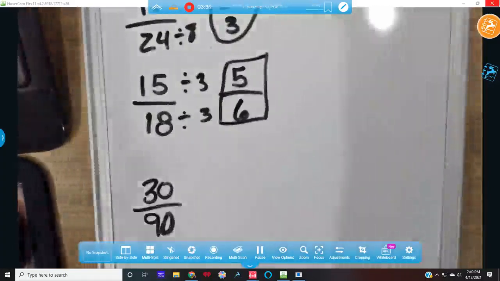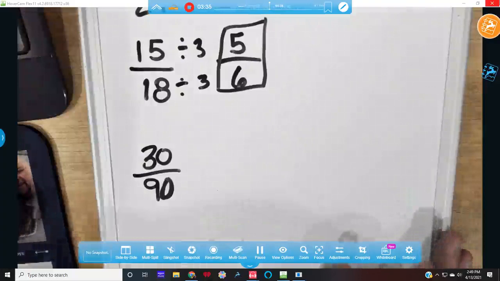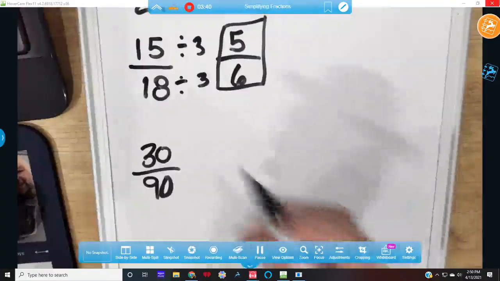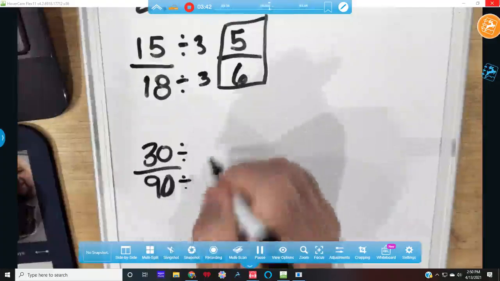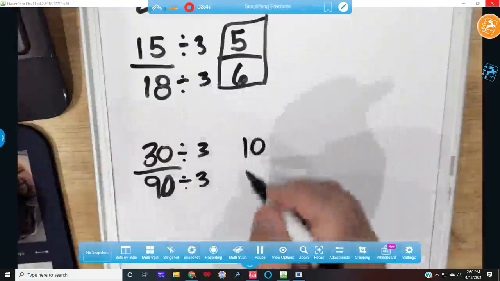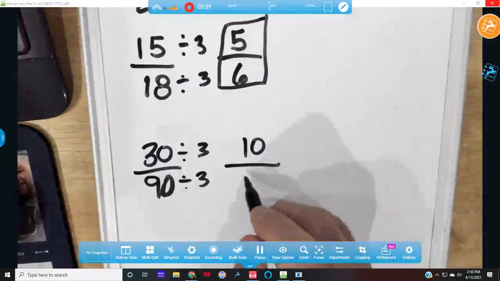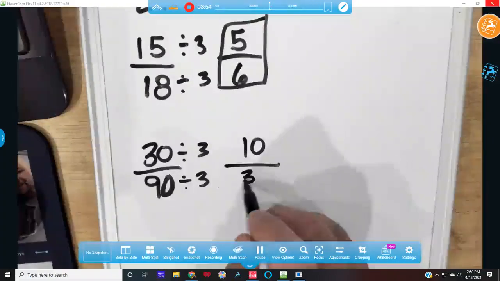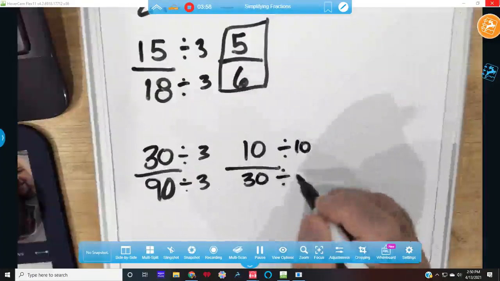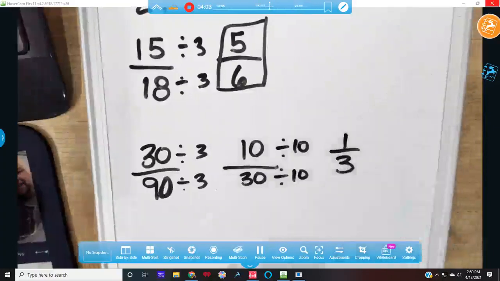Okay, so now here comes 30/90ths. This is another one of those where we can do it a couple of ways. Well, I see 3 and I see 9, and I know I can divide by 3. 30 divided by 3 gives me 10, and 90 divided by 3 gives me 30. Well, I can still do that. I'm going to divide by 10 and divide by 10, and I'm going to get 1/3.